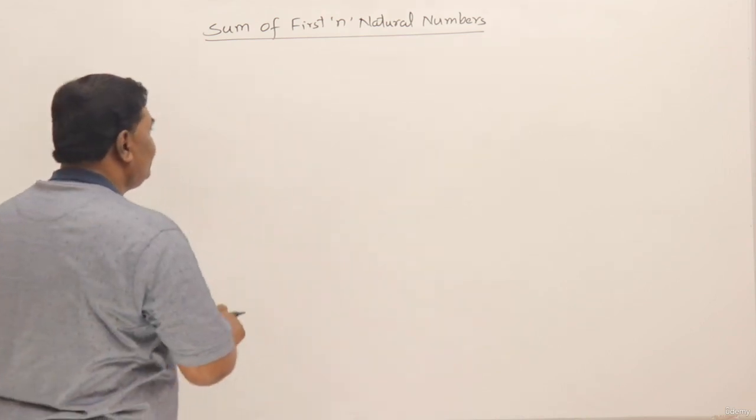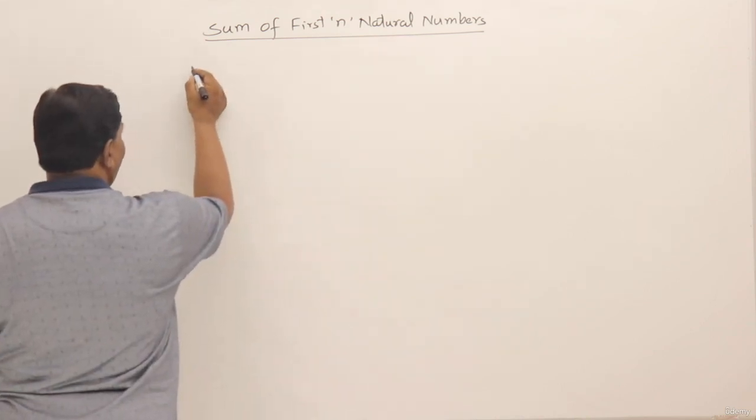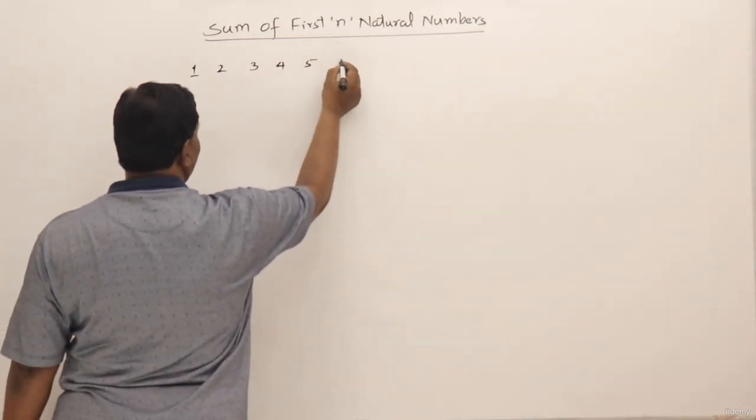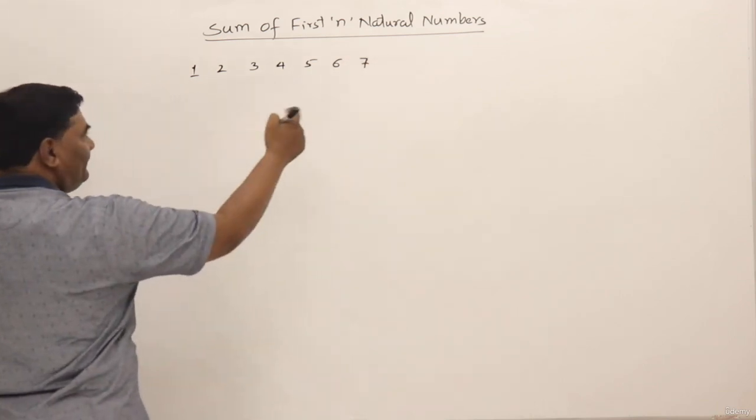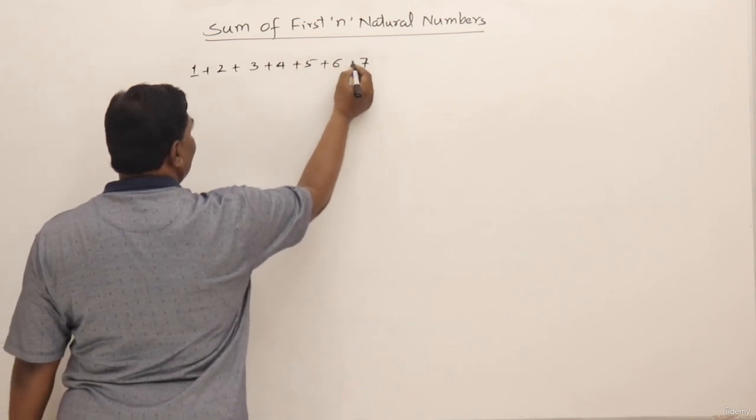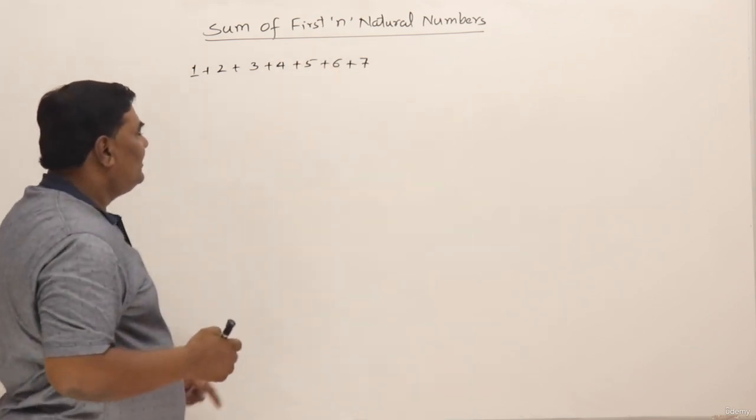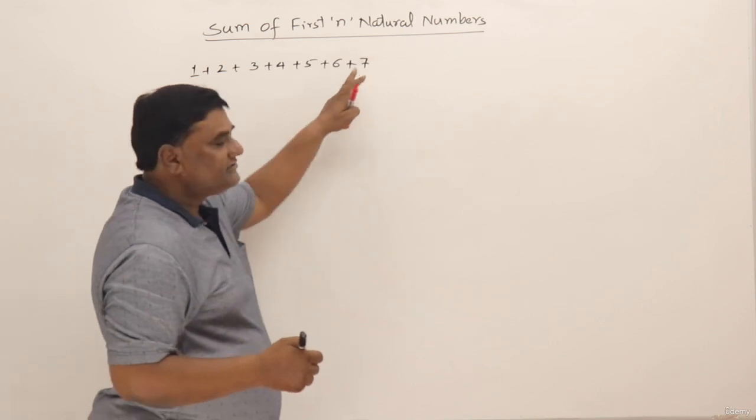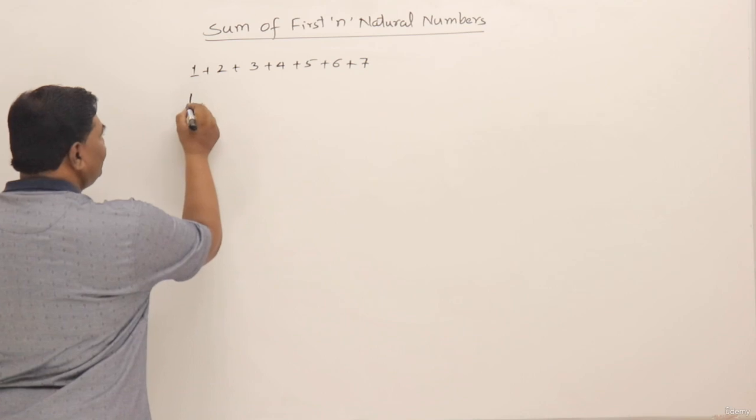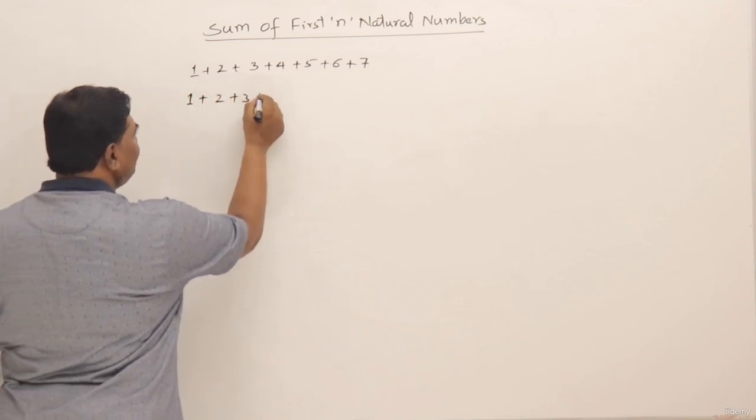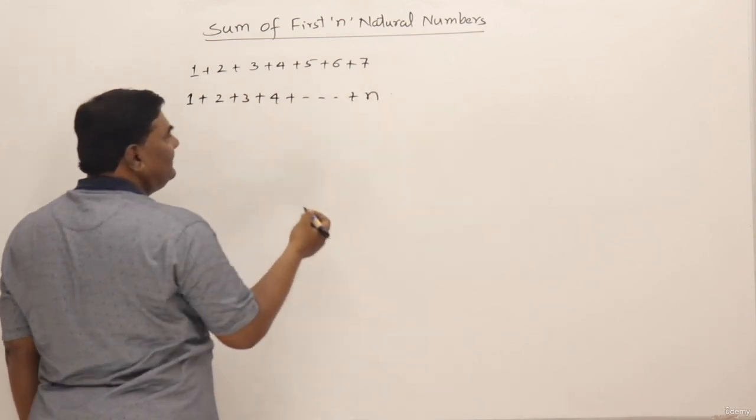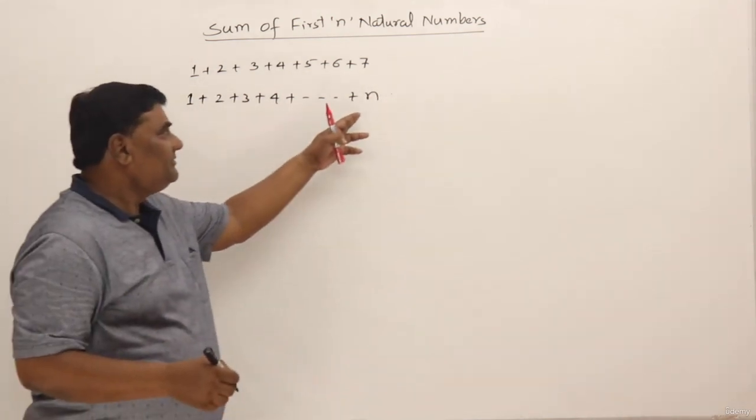Let us understand what it means by sum of first n natural numbers. If I take some natural numbers like 1, 2, 3, 4, 5, 6, 7, suppose I want to take up to 7, then I want the sum of all these. Summation of first n natural numbers. So how many natural numbers? First 7. First 7 means 1 to 7. In the same way, if I say first n natural numbers, then it is 1 plus 2 plus 3 plus 4, and it goes on until the last term, which is n. n can be anything. Like in this previous example, it was 7.